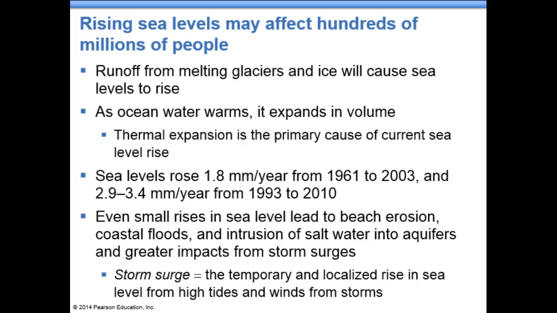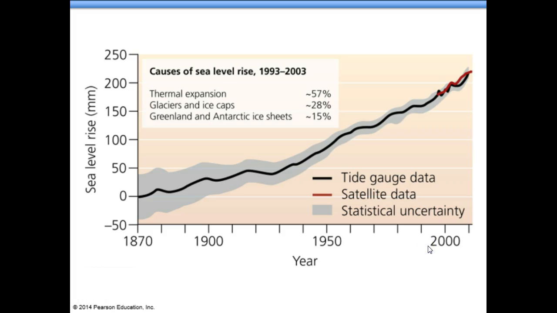It leads to coastal flooding. We're seeing the intrusion of salt water into our aquifers, and we're seeing greater impact from storm surges. And a storm surge, as you're probably familiar with, is just a temporary localized rise in sea level from high tides and winds and storms, which can come into coastal towns and cities and flood out stores and homes.